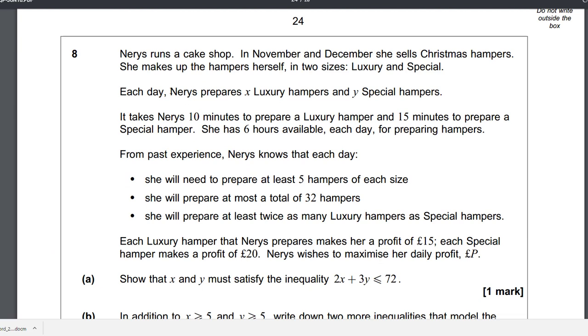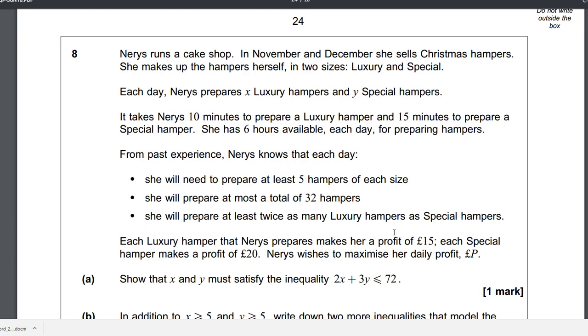In question 8 we're told that Nerisse runs a cake shop and she sells Christmas hampers, where X is the number of luxury hampers and Y is the number of special hampers. Then we're given some constraints. We're told that it takes her 10 minutes to prepare a luxury hamper and 15 minutes to prepare a special hamper, and she's got 6 hours available each day. We're also told she needs to prepare at least 5 of each. She needs to prepare at most a total of 32, and she will prepare at least twice as many luxury hampers as special hampers. Then we're given information about our objective function.